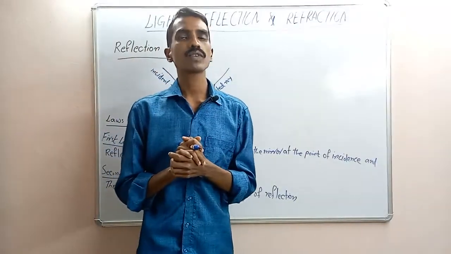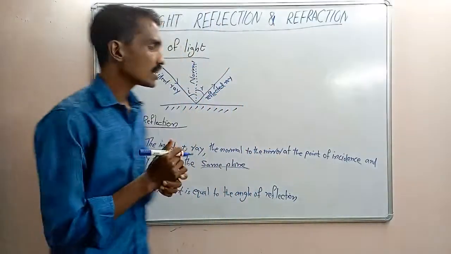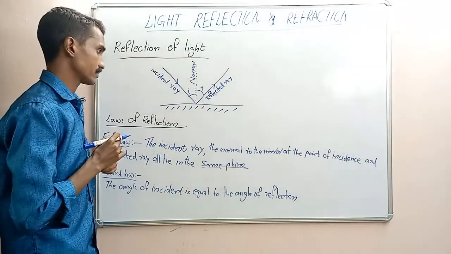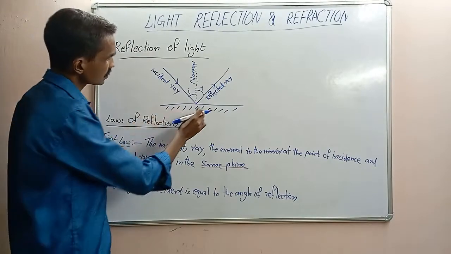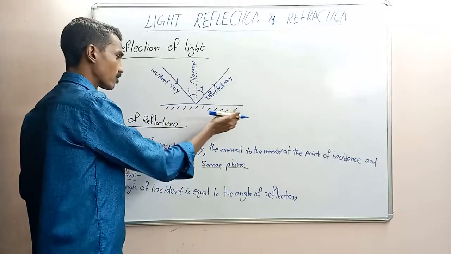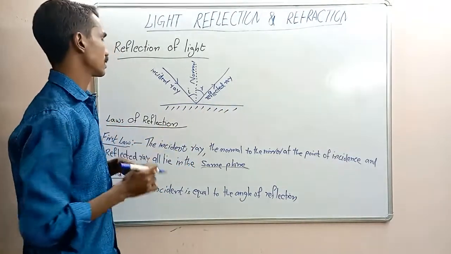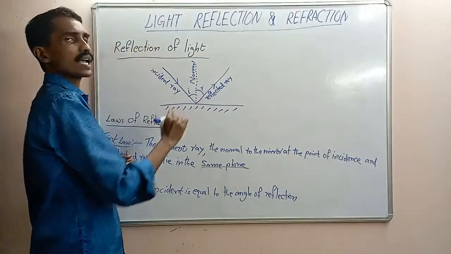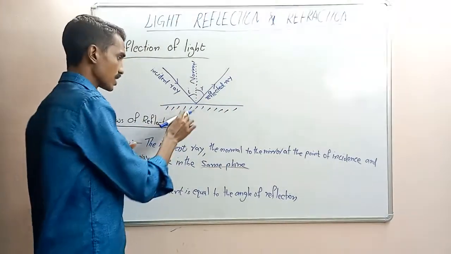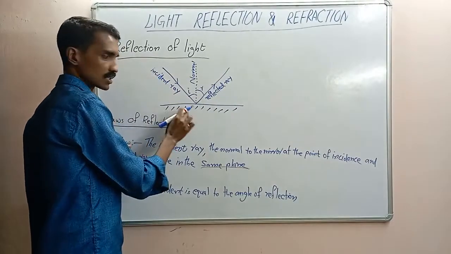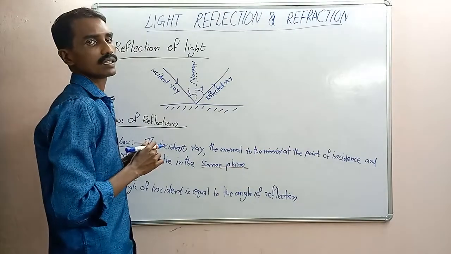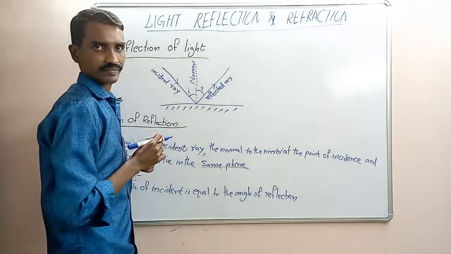Next is reflection of light. Here are some points related to reflection of light. Imagine this is a plane mirror or a simple smooth opaque object. A ray entering towards the plane mirror is known as the incident ray. That means the ray is incident on that plane mirror.